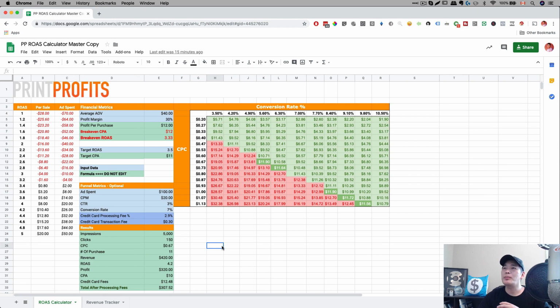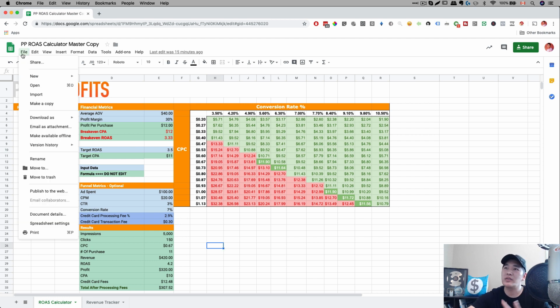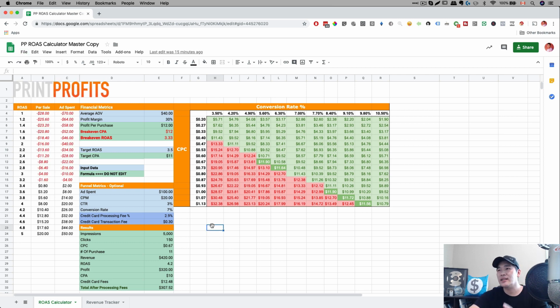I just opened up my ROAS calculator here on the screen, and if you want a copy of this, there's a link below this video. All you have to do is click on that link, and when you're brought to this page, click on File, make a copy, and that will copy it into your Google Drive. Once it's in there, you can start making edits to the spreadsheet as you please. It's always good to see your numbers visually and understand your KPIs, because once you understand your numbers, you know how to scale your business and how much you can afford to acquire one customer. Let's walk through this together.